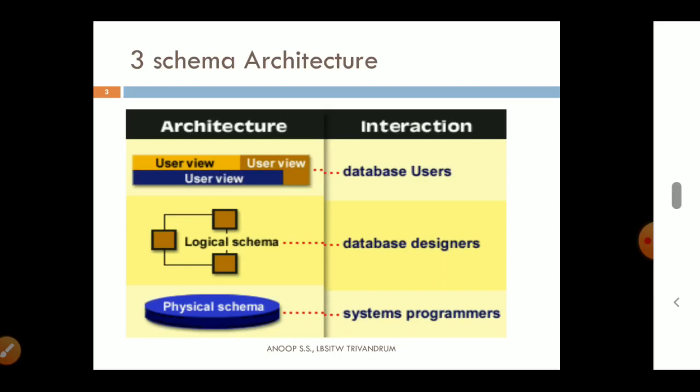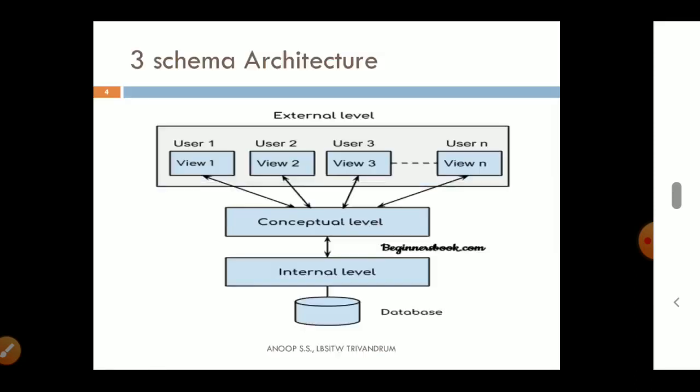That means the actual logical schema is not visible to the database user. They are getting only another view of that data. Maybe the tables are different, maybe the table names are different, maybe not all data is visible to them. There will be a lot of difference; the view will be different for each user group. This is what is shown here: we have user group 1, user group 2, user group 3.